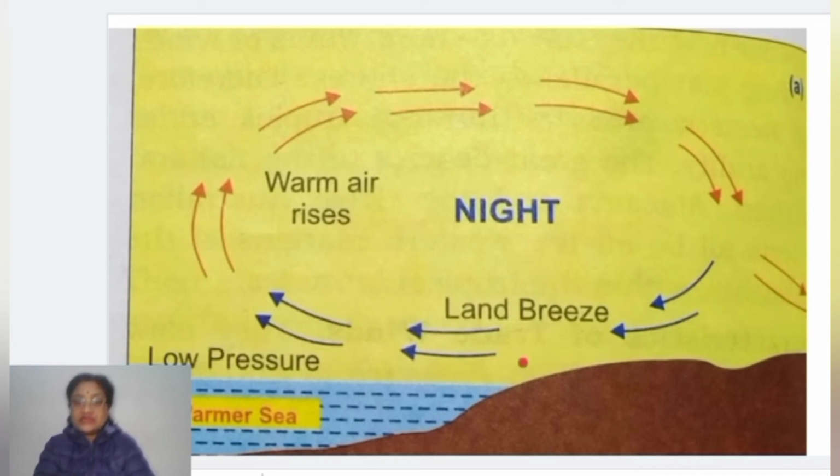Because these winds come from the land area, they are called land breeze. And these winds always blow during the night time. Now the other set of winds, the other part of the same phenomenon, is the sea breeze. Now what happens in the case of sea breeze?